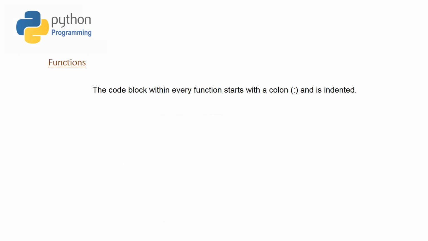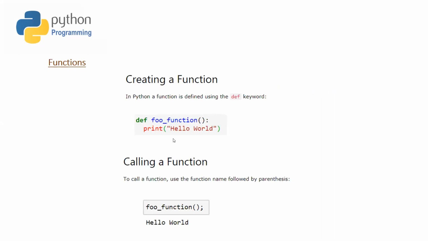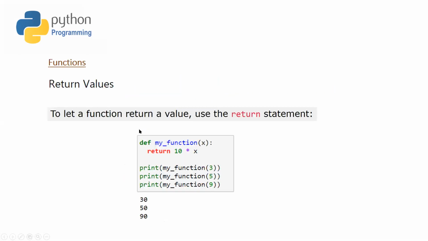So the code block within every function starts with a colon and is indented. That means this is the code block for this function. So it starts with the colon and then the indentation. So this is the requirement for a function in Python. A Python function can also return a value.